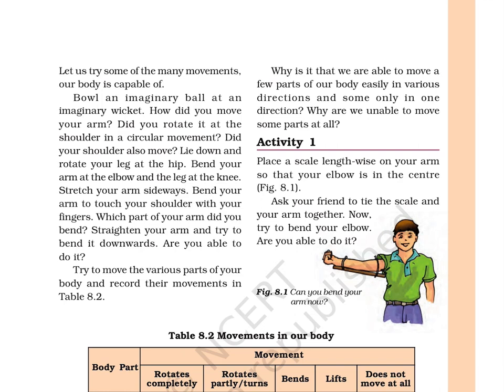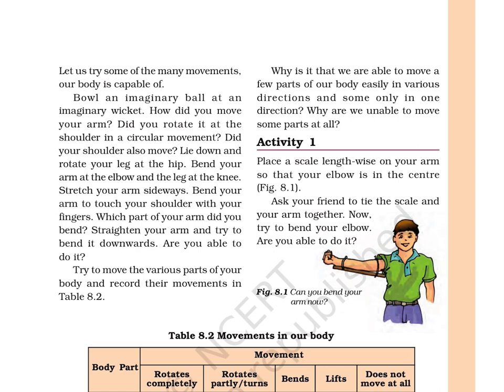Why is it that we are able to move a few parts of our body easily in various directions and some only in one direction? Why are we unable to move some parts at all? Activity 1. Place a scale lengthwise on your arm so that your elbow is in the center. Figure 8.1. Ask your friend to tie the scale and your arm together. Now, try to bend your elbow. Are you able to do it? Figure 8.1 shows, can you bend your arm now?